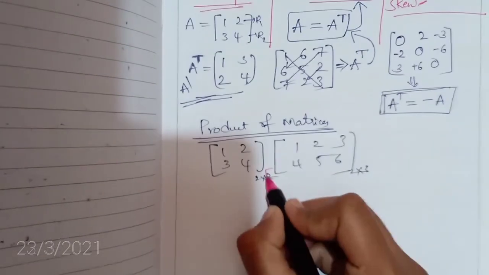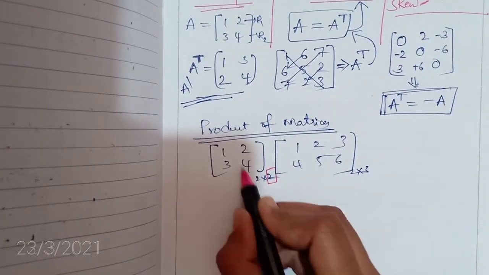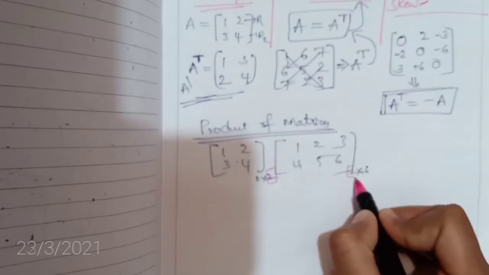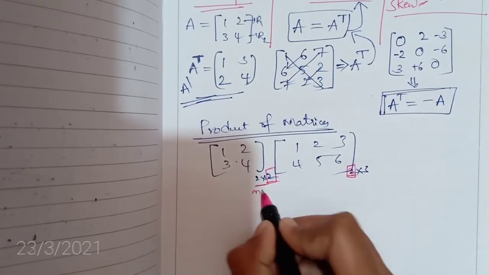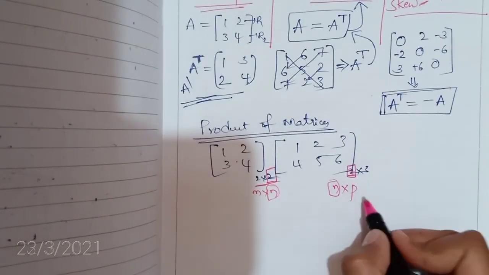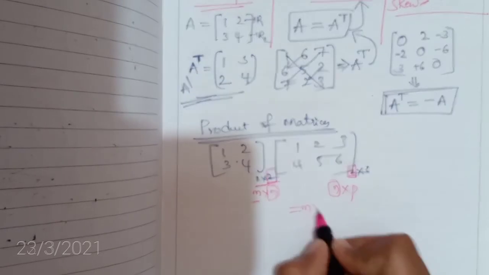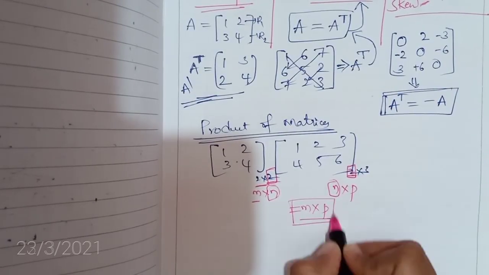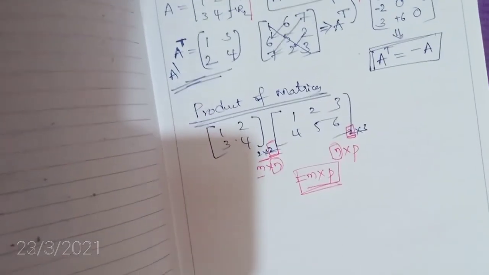Here the number of columns of the first matrix must be equal to the number of rows of the second matrix. You just write the order. If the first is m cross n, the second should be n cross p. Then the answer that you obtain will have the order m cross p. Always remember this condition.